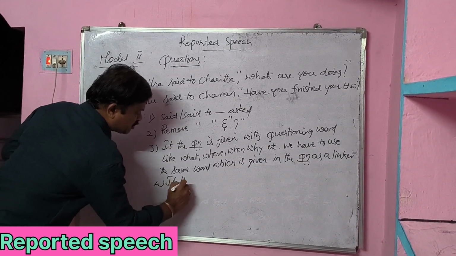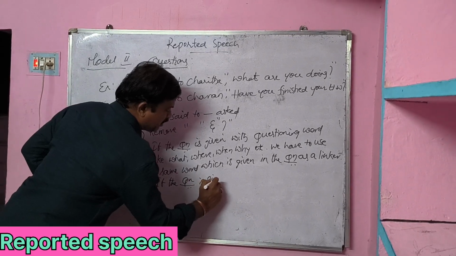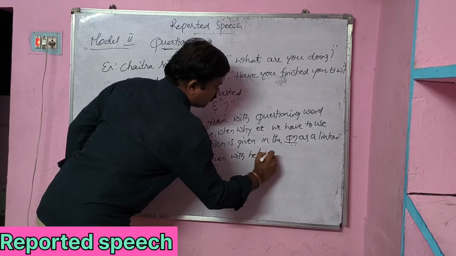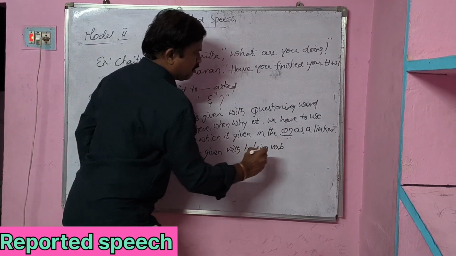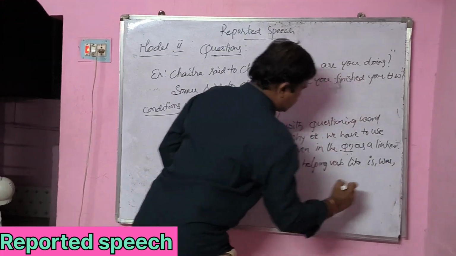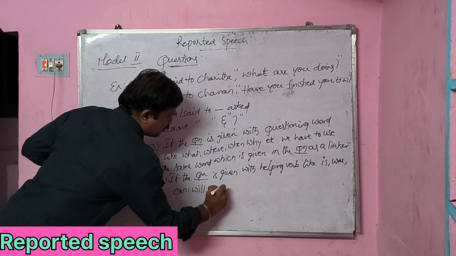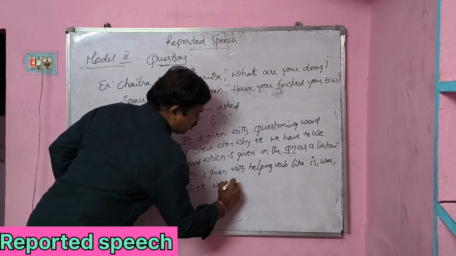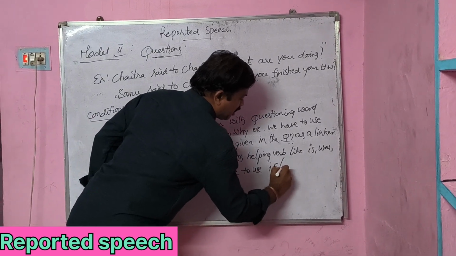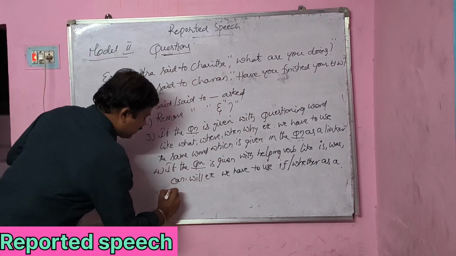At the same time, suppose the question is given with a helping verb like is, was, can, will, etc. We have to use if or whether as a linker.